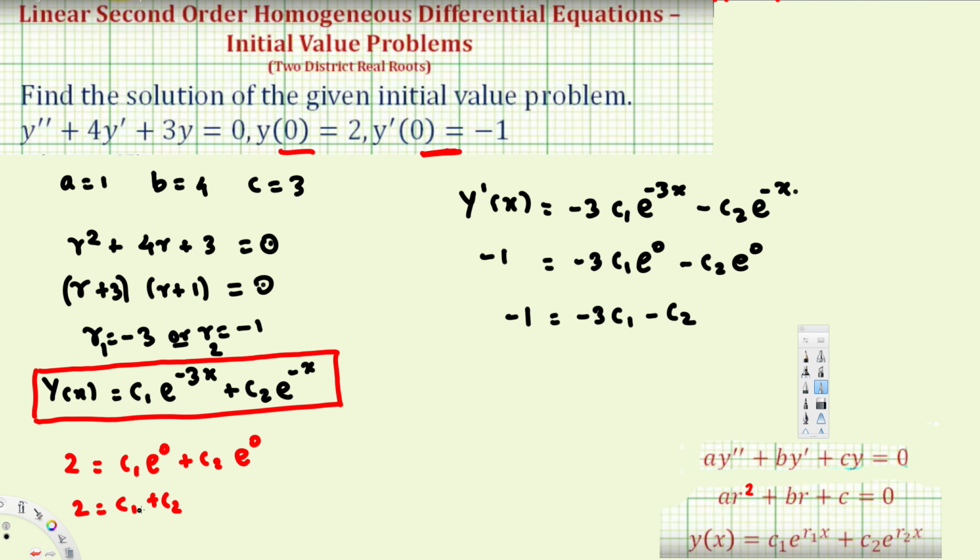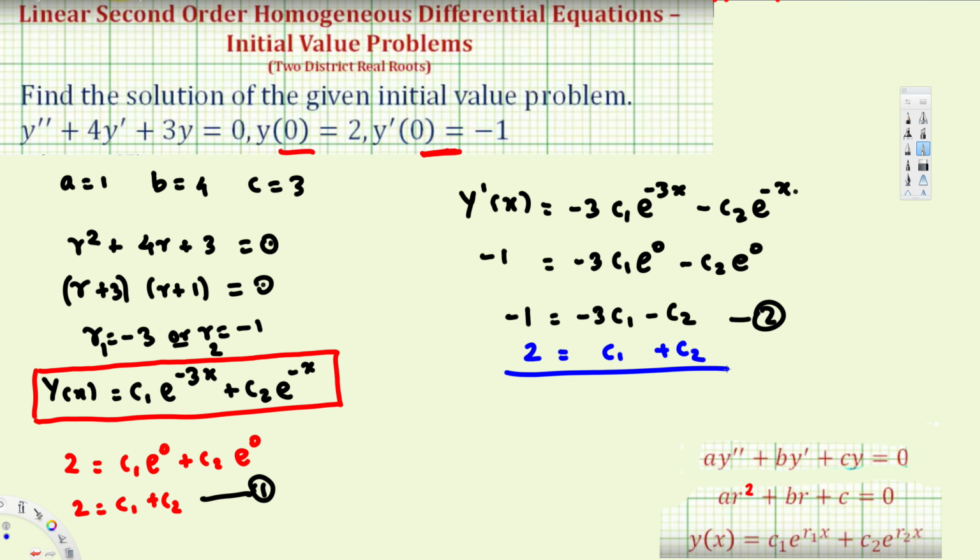From this one alone we cannot do anything, but one thing we can do is bring in the first equation. Let's say this is equation 1 and this is equation 2. If we add these two together, the c2 will be eliminated, so this becomes minus 2 c1 is equal to plus 1, so c1 is going to be negative half. Now we have found c1.